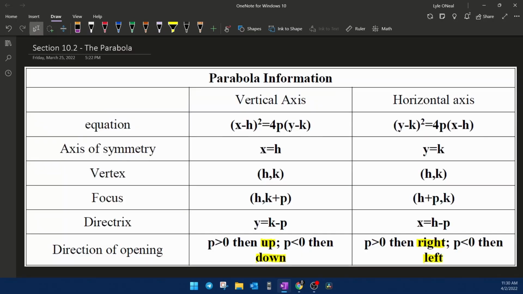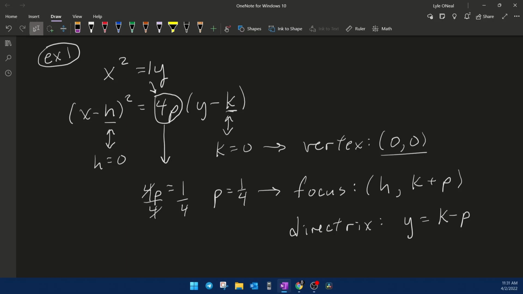So scrolling back up to our information chart, we can see the focus is h comma k plus p. The directrix is y equals k minus p. All right, so I've got my formulas for my focus and my directrix written down. All we've got to do is a little plug and play to get those pieces. So h is 0, k is 0, p is a fourth.